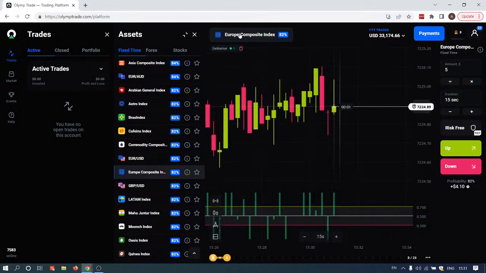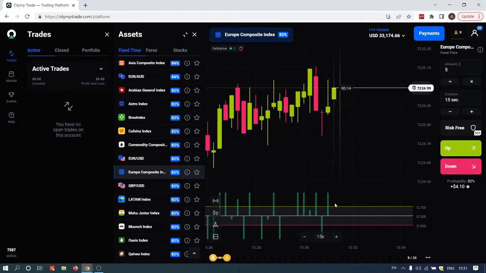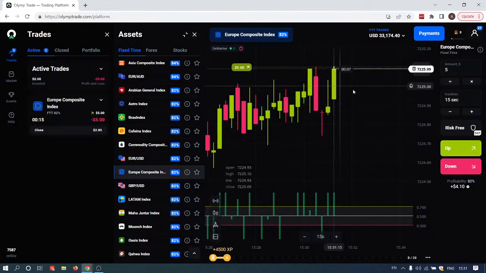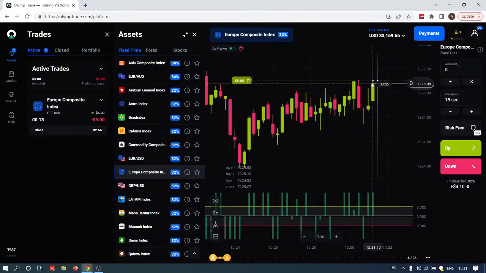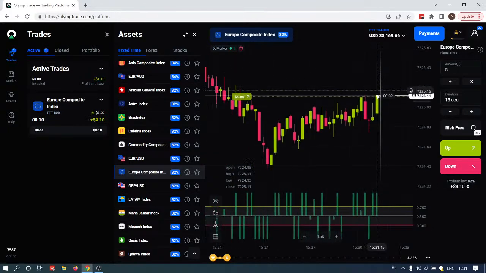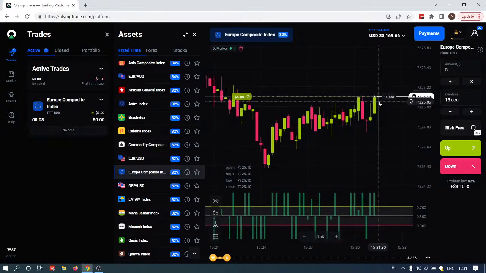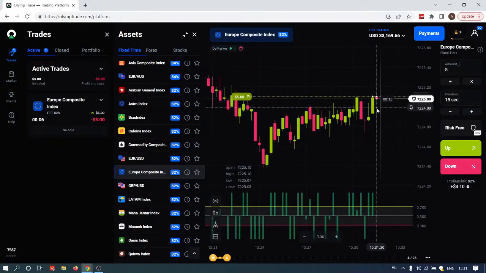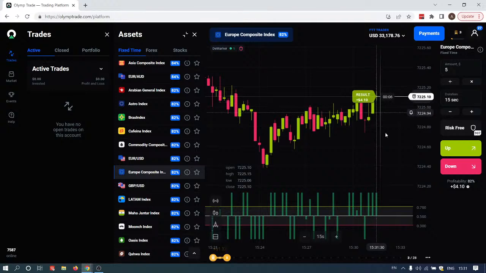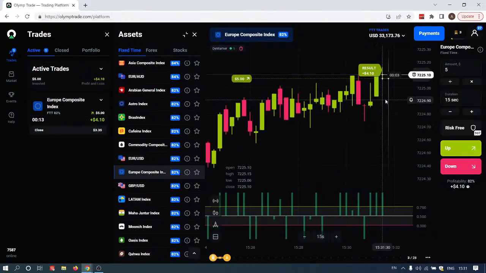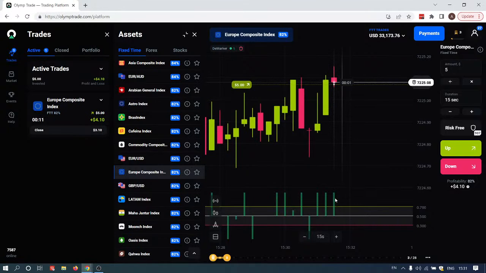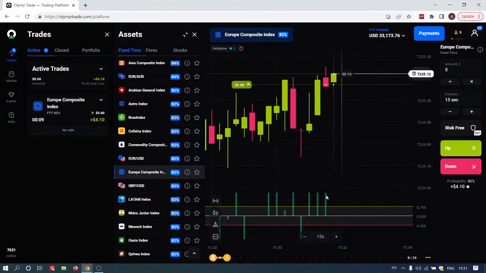Okay, and now I switch to Europe Composite Index. So, signal or no signal? All right, so we have received the signal. Okay, so this is a profitable trade, and one more trade according to the signal from the barcode strategy.